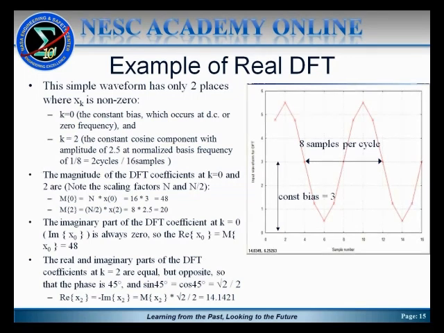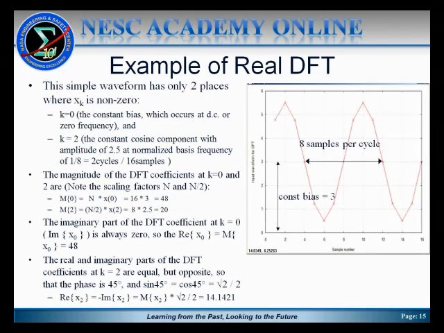Recall that the sinusoid we're looking at here contains only one frequency. It makes 2 cycles in 16 samples, or 8 samples per cycle. It also has a constant bias of 3. So there's only 2 places in the waveform where we would expect the discrete Fourier transform coefficients to be non-zero. That would be at k equals 0, which occurs because of the constant bias that occurs at DC, or 0 frequency, and then you would expect a value at k equals 2, and that's the cosine component.